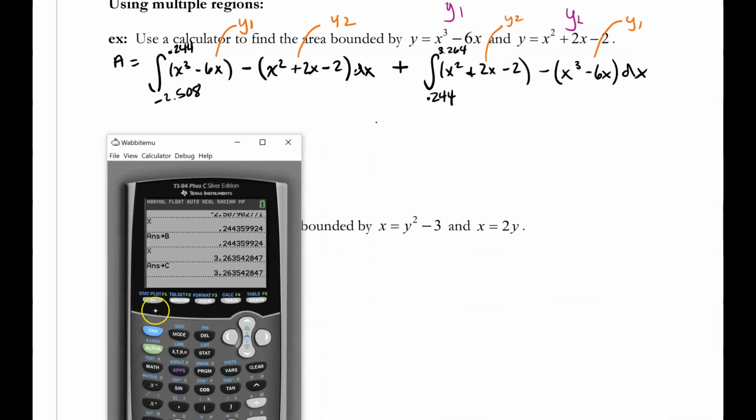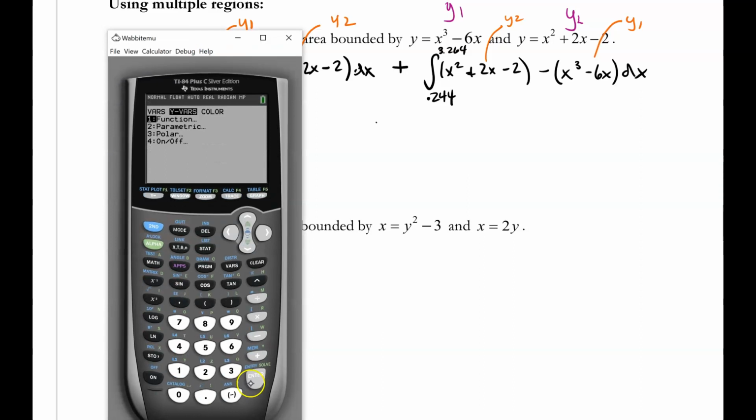All right, so we're going to go to second. Oh, no, I lied. We're not going to go to second. We're going to go to math, and then 9 for the definite integral. And so from A to B, so that's our negative 2.508 to 0.244. And we said that that's going to be y1 minus y2. So variables, y variables, function y1 minus variables, y variables, function y2, dx.